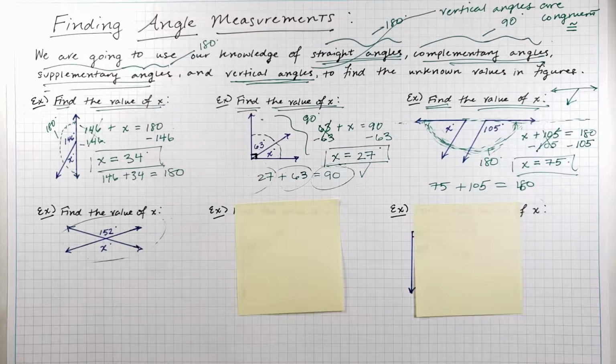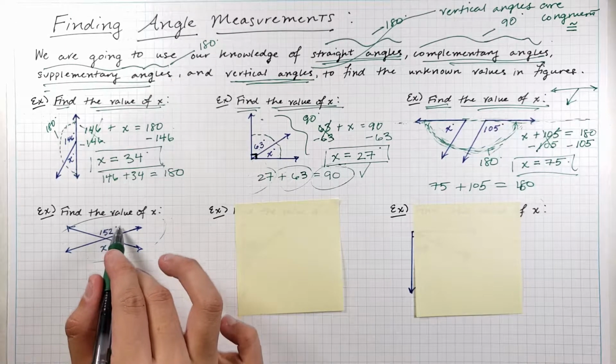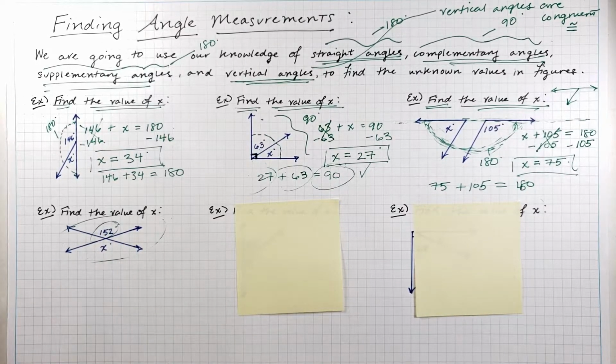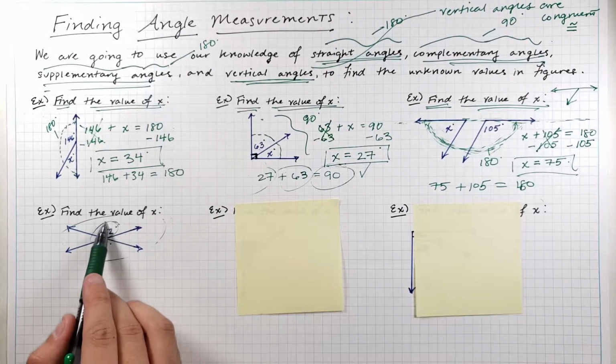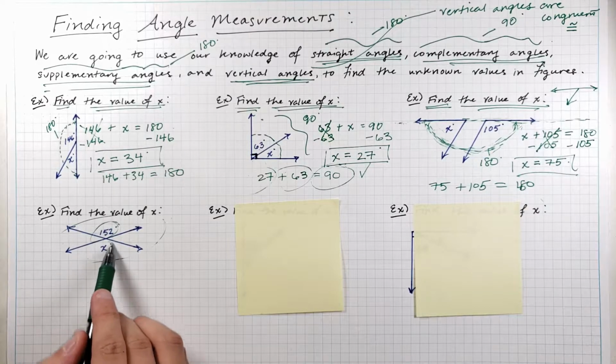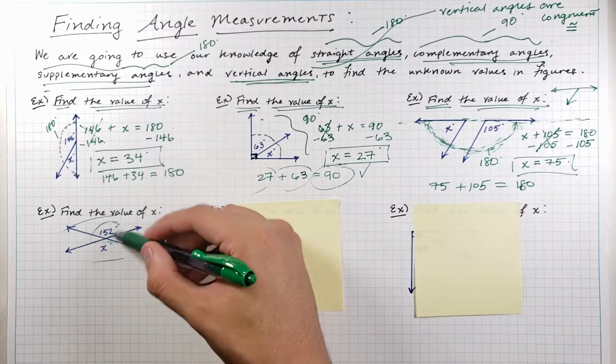All right, so what you want to do here is say, okay, if I know this is 152, and I've watched the vertical angles video and I know vertical angles are congruent, then what you can see here is that the 152 and the x are vertical angles, right? Because they're vertical to each other.